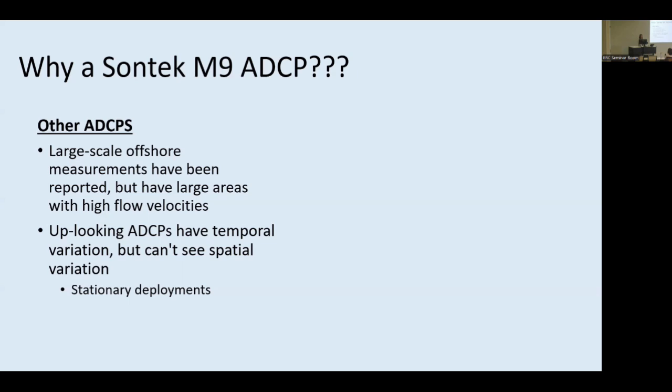And then why a Sontek M9 ADCP? There are other ADCPs available, and large-scale measurements offshore have been made, but these are in large areas with high flow velocities. There are also upward-looking ADCPs, and these have temporal variation, but we can't see the spatial variation with these unless we had like 100 of them, but we don't. And these require stationary deployment, so we would have to constantly move them around.